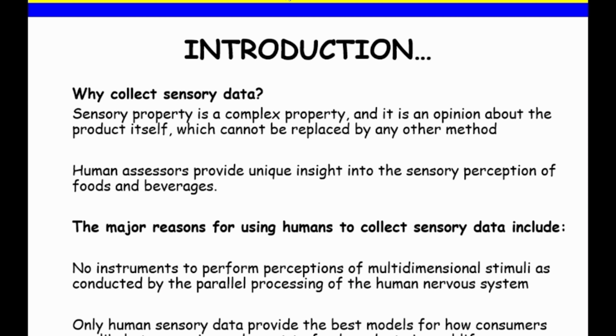It is a very complex property where you have to use real people, real consumers, because it is not just maybe the hardness or the texture, but the combination of sensory attributes like the flavors, the color, and all that. So the major reasons for using humans to collect sensory data include that no instrument can perform perception of multidimensional stimuli as conducted by the parallel processing of the human nervous system. Only human sensory data provides the best model for how consumers are likely to perceive and react to food products in real life.